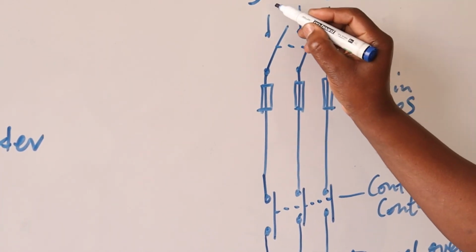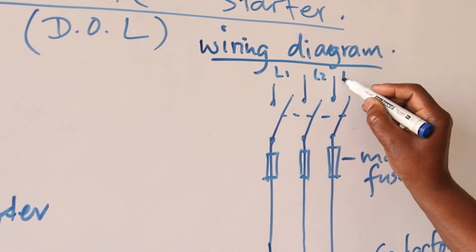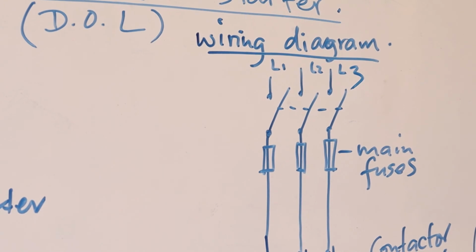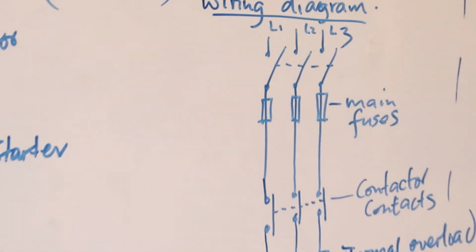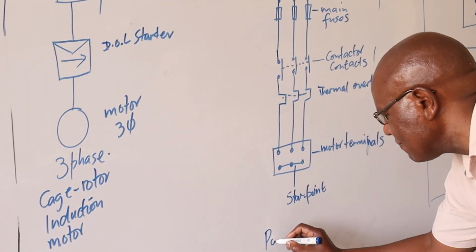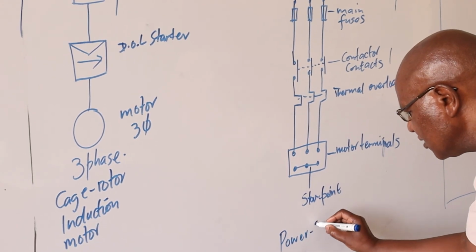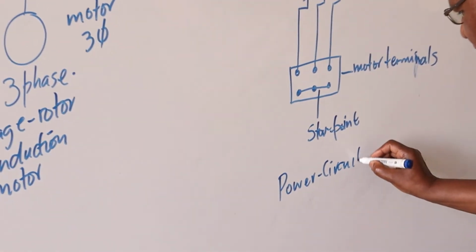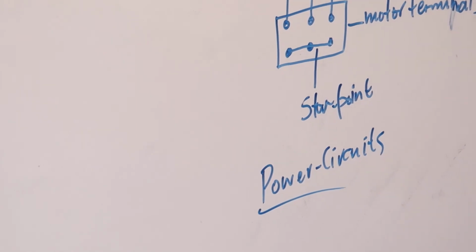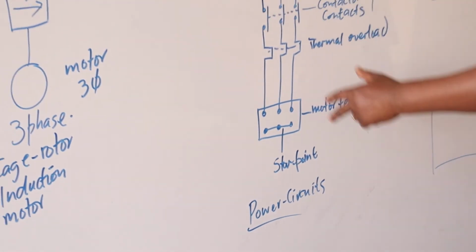These three are linked together. Well, 1, 2, 3. Now these connections here are usually referred to as the power circuits. In these ones here, there are heavy currents. There will be heavy currents flowing in these circuits here.